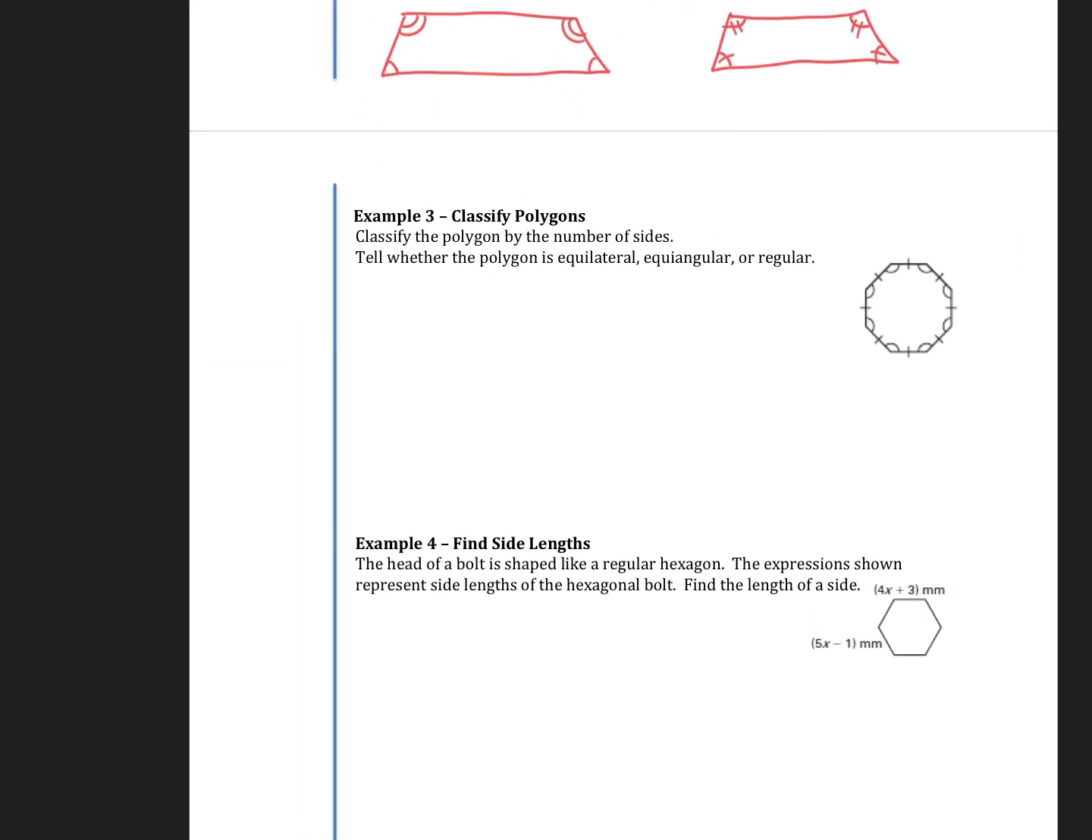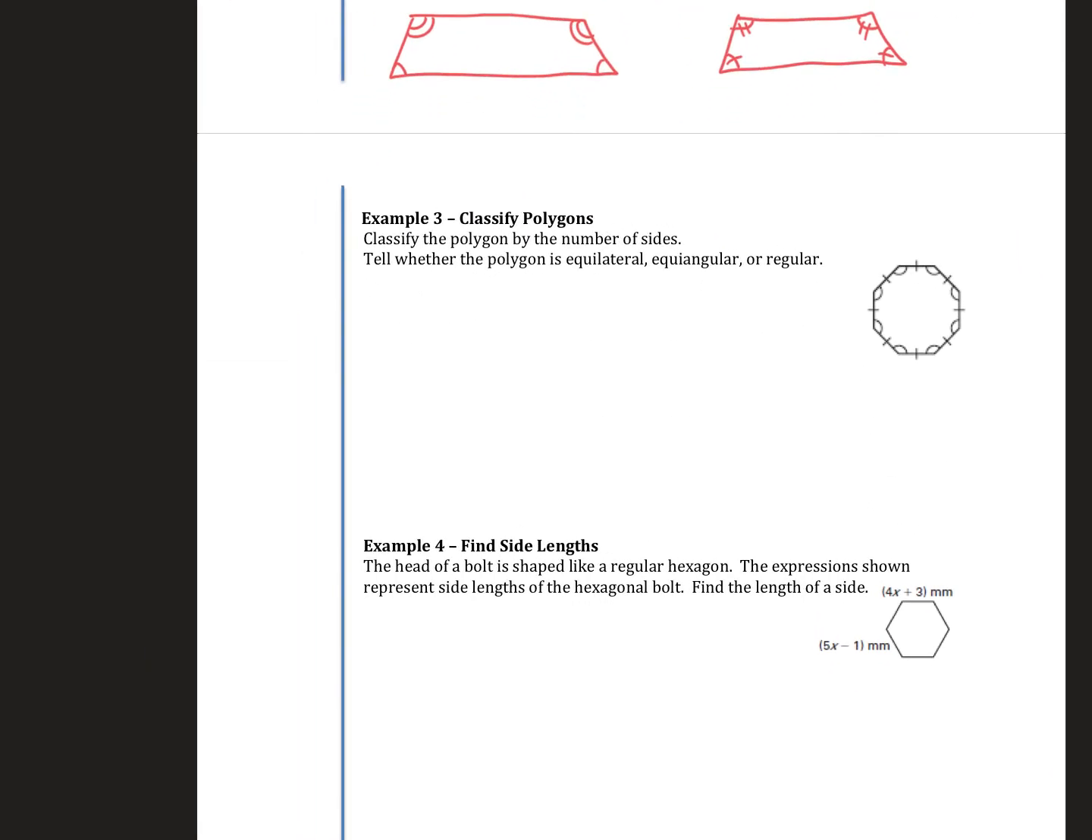What does classify mean? Basically, we're going to name it, okay? All right, so we're determining what kind of polygon it is by the number of sides, and then we're determining whether it's equilateral, equiangular, or regular. Okay, how many sides do we have? Well, let's count. We got 1, 2, 3, 4, 5, 6, 7, 8. What's an 8-sided polygon called? It is an octagon, okay?